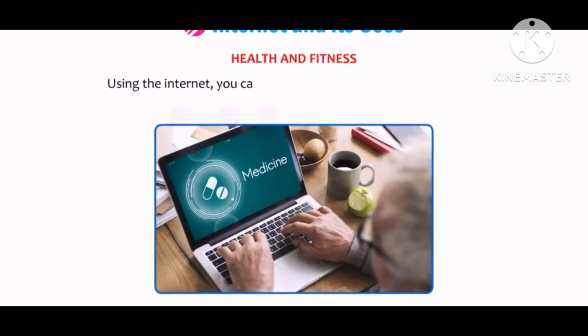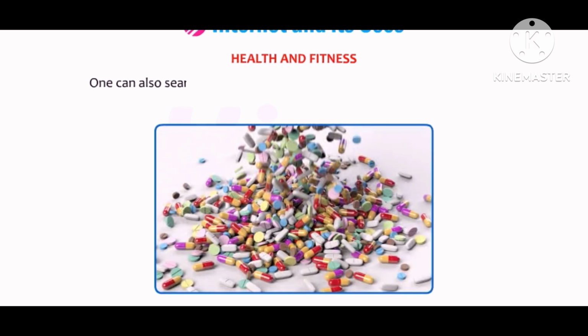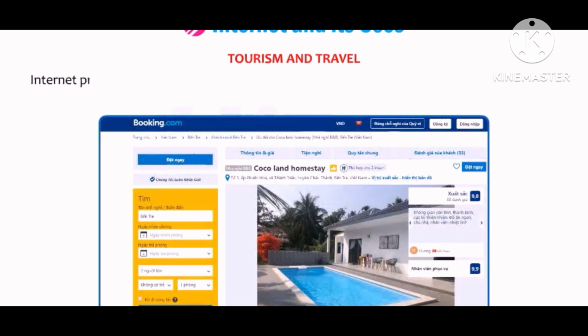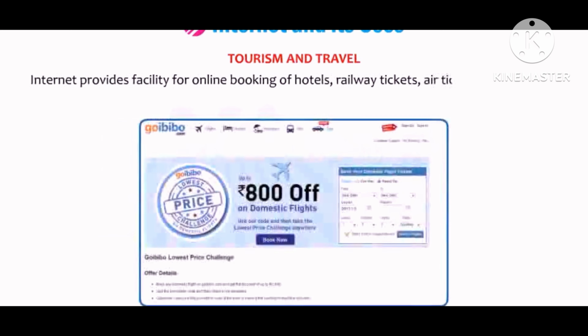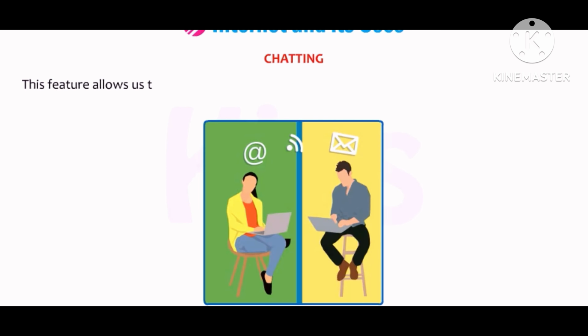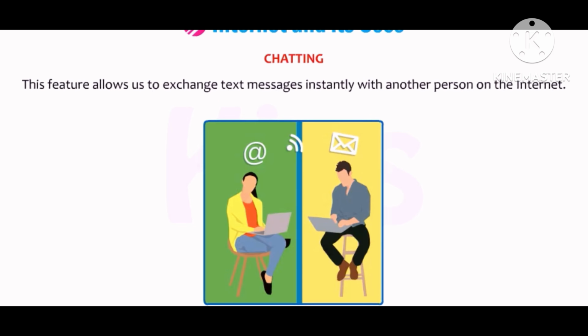Health and fitness. Using the Internet, you can find information on health and fitness. One can also search for remedies and precautions for different diseases. Tourism and travel. Internet provides facility for online booking of hotels, railway tickets, air tickets, etc. all over the world and round the clock. Chatting. This feature allows us to exchange text messages instantly with another person on the Internet.